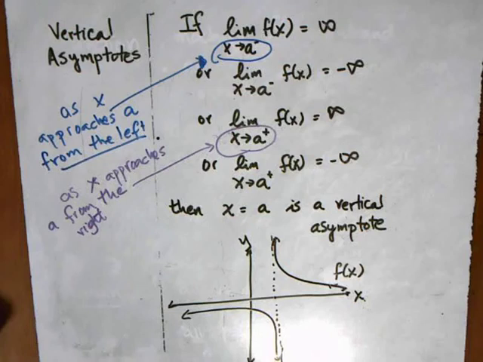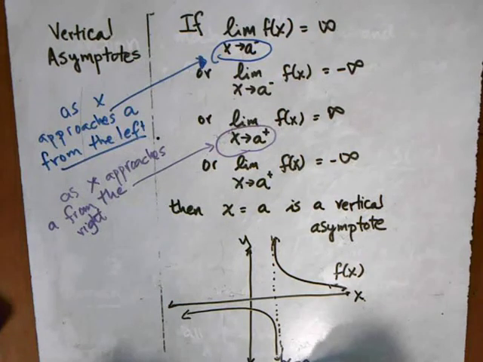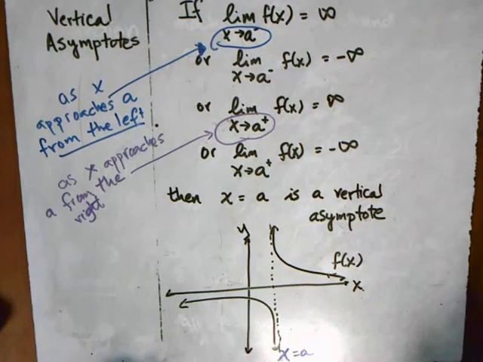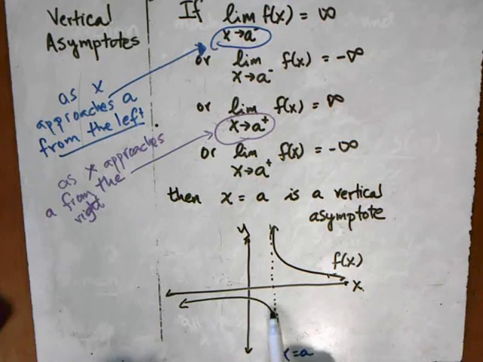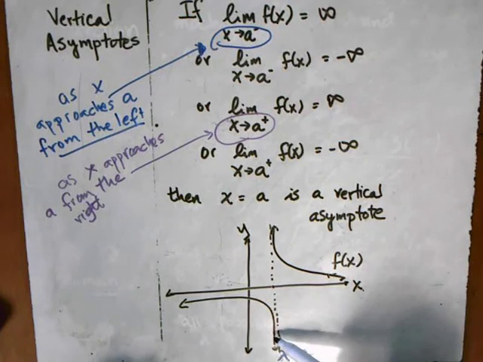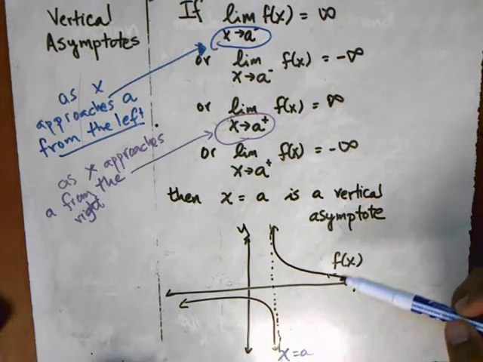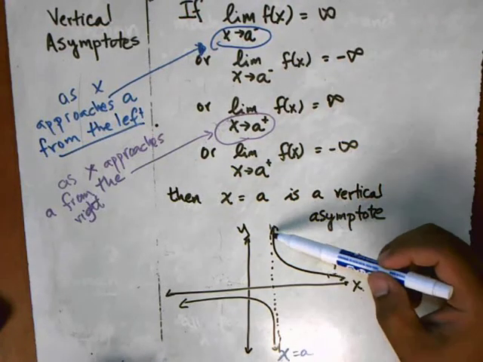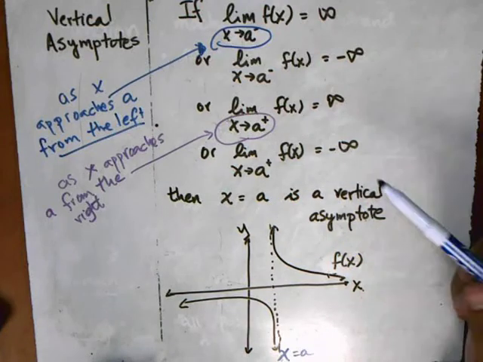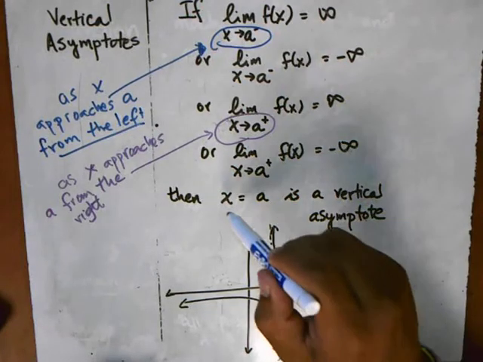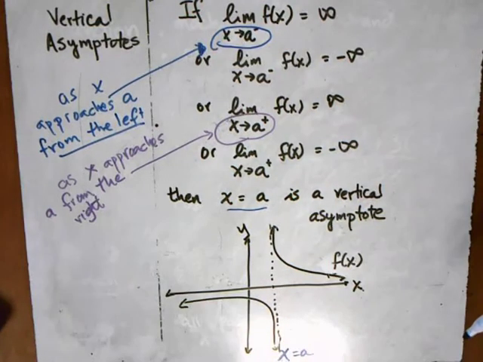So let's look at here. I stand on the function and I walk from the left, so going right, and as x gets closer and closer, let's say this line here is A, whatever this is right here. As I get closer and closer to A, the y values decrease to negative infinity. Same thing on this side. As I approach it from the right, it goes closer and closer to positive infinity. Okay? And in this case, then x equals A is the vertical asymptote.